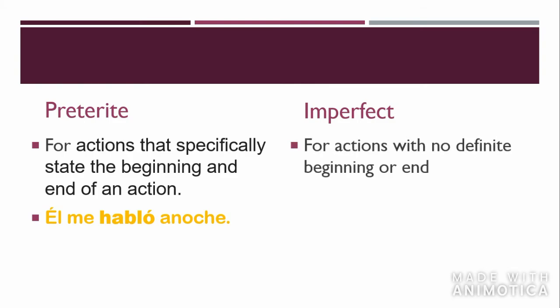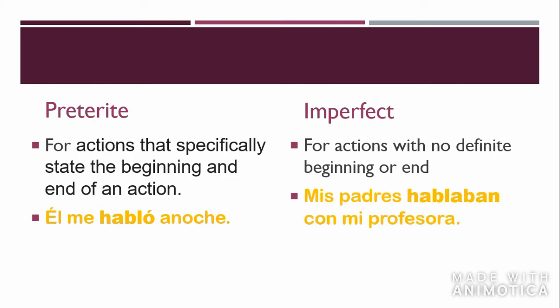Imperfect tense, on the other hand, is for actions with no definite beginning or end. Por ejemplo, mis padres hablaban con mi profesora. My parents were talking to my teacher. So I don't mention when they started talking to my teacher. I don't mention when they stopped talking to my teacher. But you know that they were talking to my teacher. So that's something that was happening.